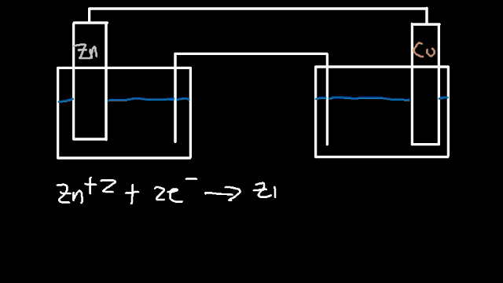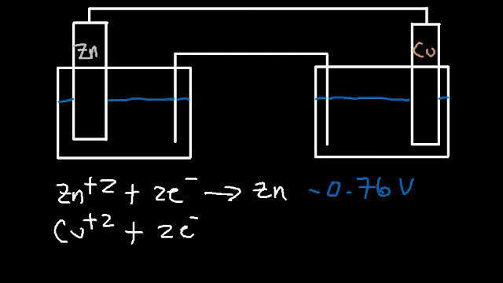So let's say that we have a zinc electrode on the left and a copper electrode on the right. Now, the standard reduction potentials for zinc and copper are as follows. This is the standard reduction potential for zinc, which has a voltage of negative 0.76. And here we have the standard reduction potential for copper, which has a voltage of positive 0.34.